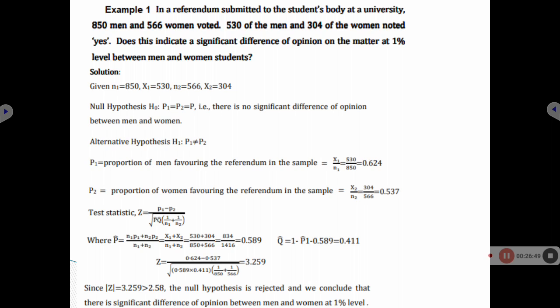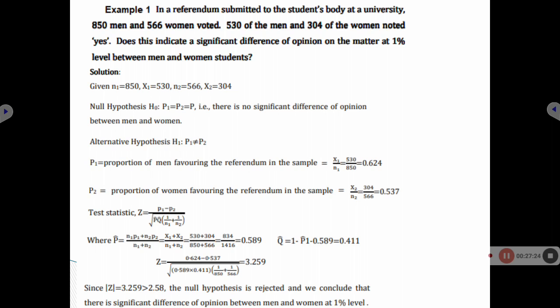So the X1 value is 530 plus 304 divided by the N1 plus N2 value, that is 850 plus 566. So out of this we will get 834 divided by 1416. So the value of P cap is 0.589. Okay. In order to find the value of Q, it is 1 minus P. So here we have to find the Q cap. So Q cap is equal to 1 minus P cap. The value of P cap is 0.589. So 1 minus 0.589 is 0.411.